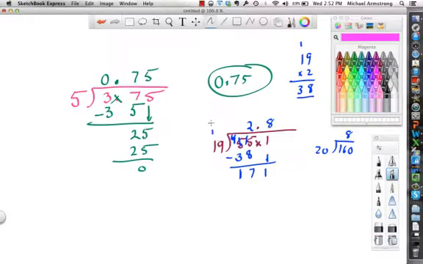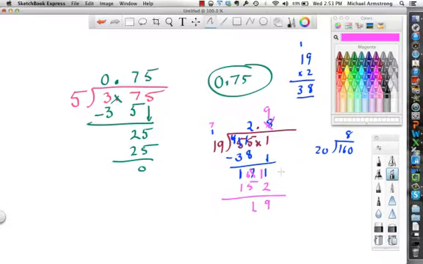8 times 9 is 72. 8 times 1 is 8, plus 7 is 15. And then we subtract. We're going to have to borrow again. This is a 9. 6 take away. We got exactly 19 left over. And that's the same size as our divisor, which means we should have written a 9 right here.